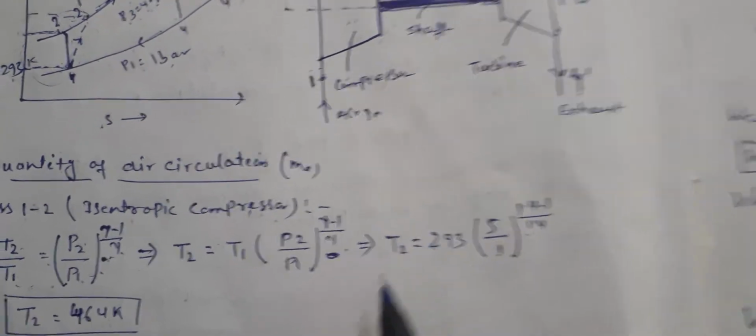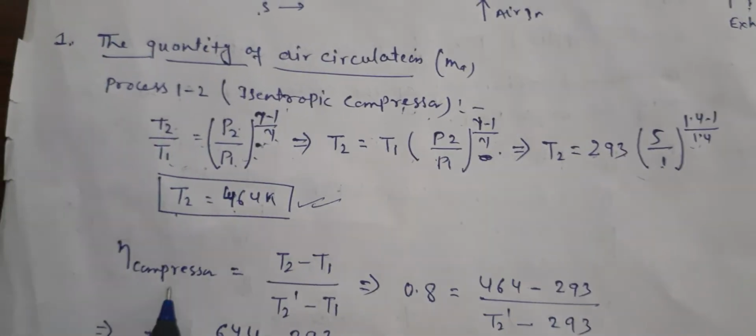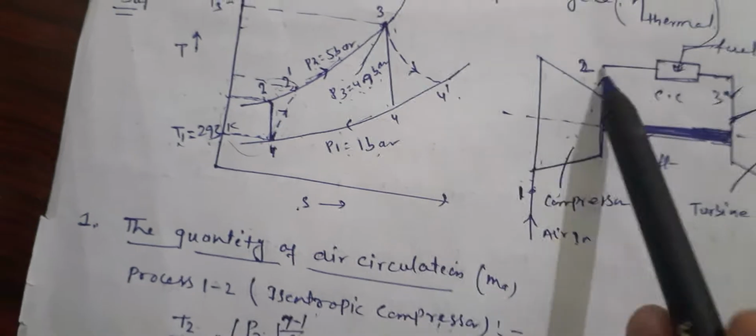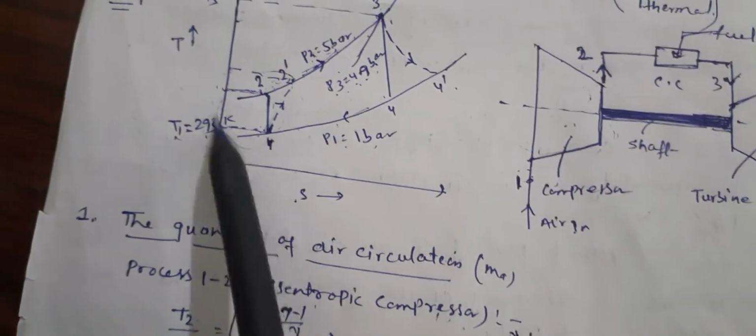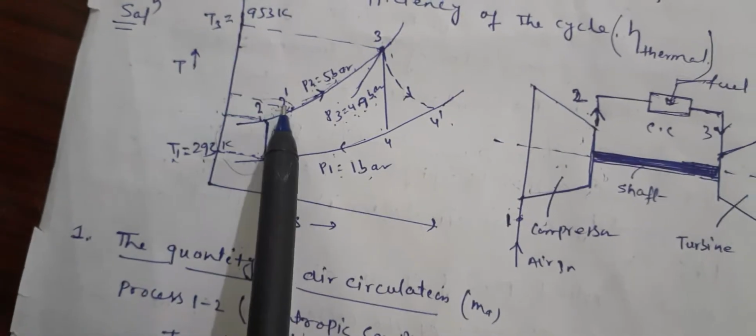After calculating this, we get the temperature T2 as 464 Kelvin. Next, go for the compression. Efficiency of compressor: this is the compressor here, 1 and 2. Using this efficiency of the compressor, we have to find the temperature T2 dash.